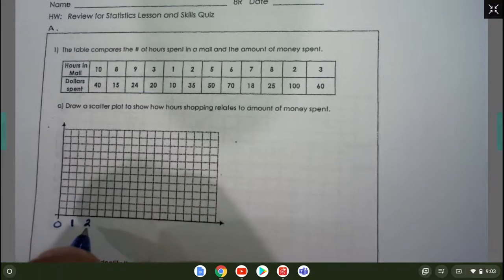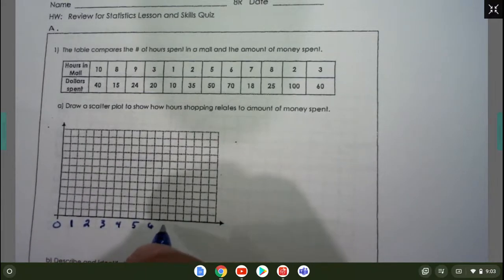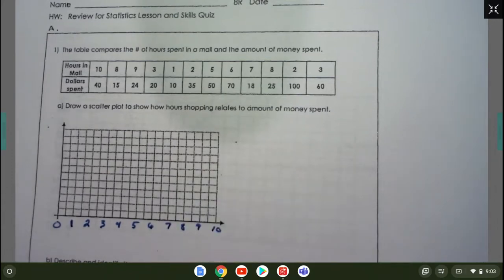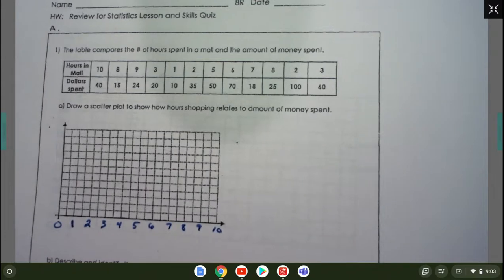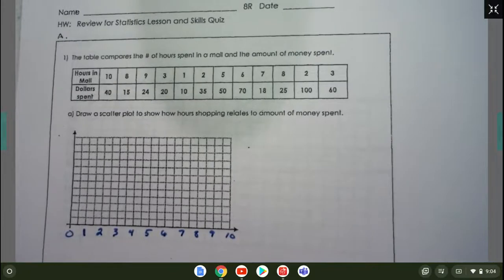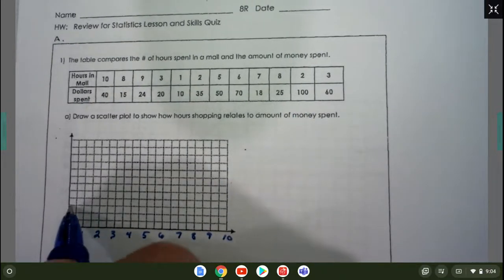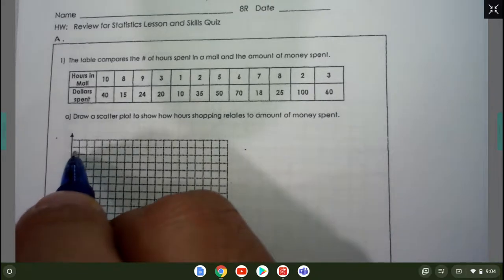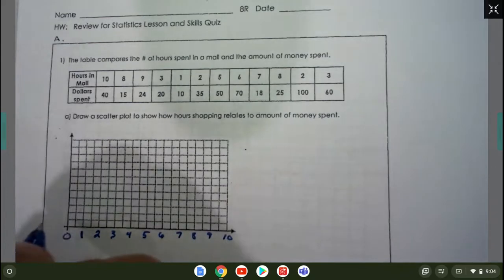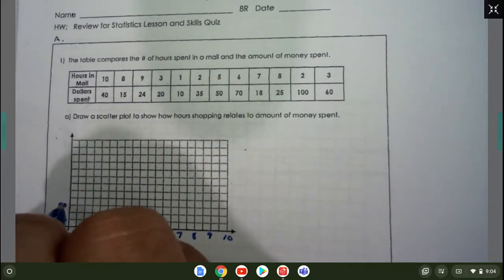So 1, 2, 3, 4, 5, 6, 7, 8, 9, 10. So we'll skip a line, and that really just helps us because those lines are so small, so close together. It makes it hard. Dollars spent, we got to get up to 100. How many lines we got? 1 through 12. So we got to count by probably tens there to get all the way up to 100. Better write small if we're going to fit all these in there. I might just skip some here.